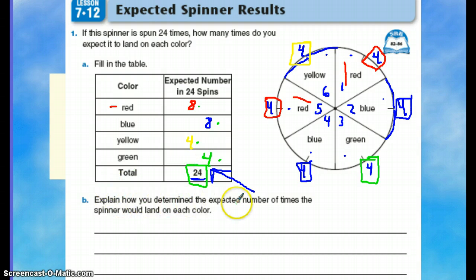So explain how you determine the expected number of times the spinner would land on each color. Go ahead and try to put in your own words what I just described to you there.